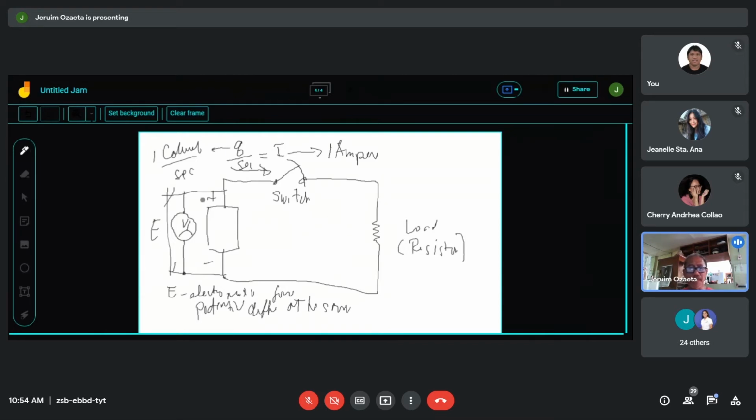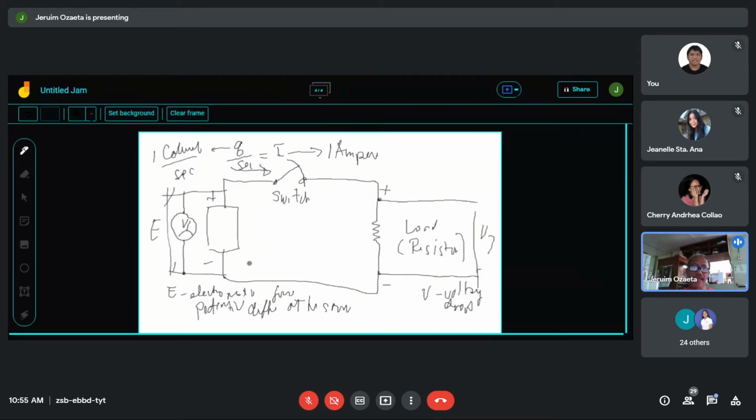Okay, now what happens is upon closing the switch, we consider that there is no voltage drop that occurs at the conductor. So we can say that between the positive potential at the load and the negative potential at the load, there exists now a V, where V is your voltage drop. Okay, why voltage drop?